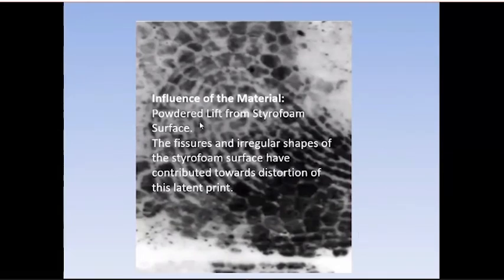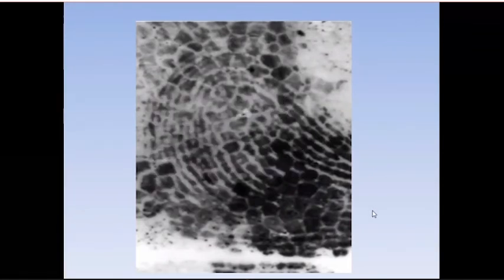Like this one, that is influenced by the material. Itong Latin prints na ito, galing sa styrofoam. Diba? The features and irregular shape of the styro. Yan, parang may mga bukol-bukol yan. That contributed towards the distortion of the Latin prints. Look. Diba? Pero yan, may mga ridges pa yan. Para sa akin, malinaw pa yan. Diba? Malinaw pa yung Latin prints na yan because I can identify ridges. Kagaya nito, this is an ending ridge. This is an ending ridge. Bifurcation. Diba? Ito, ending ridge. Ayan, bifurcation. Diba? So, yun ang hinahanap mo na mga characteristics.